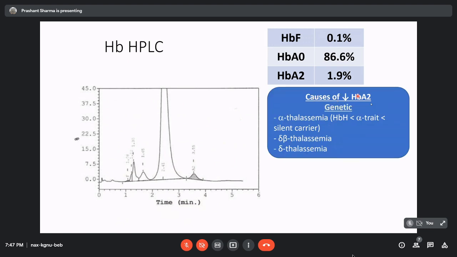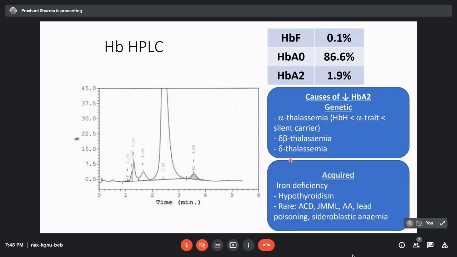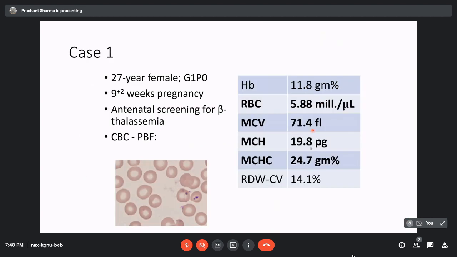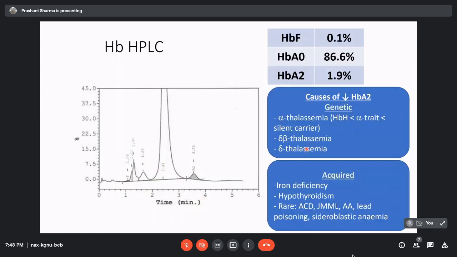So what are the causes of mildly reduced hemoglobin A2? The genetic causes include alpha thalassemia, delta beta thalassemia, and delta thalassemia. And of course there are acquired causes, which include iron deficiency, hypothyroidism, and rare cases of other conditions. So remember, if the HPLC is either normal or we have an A2 which is just slightly low, the lower limit is 2%, then the cause for a person's thalassemic red cell indices is likely to be alpha thalassemia.